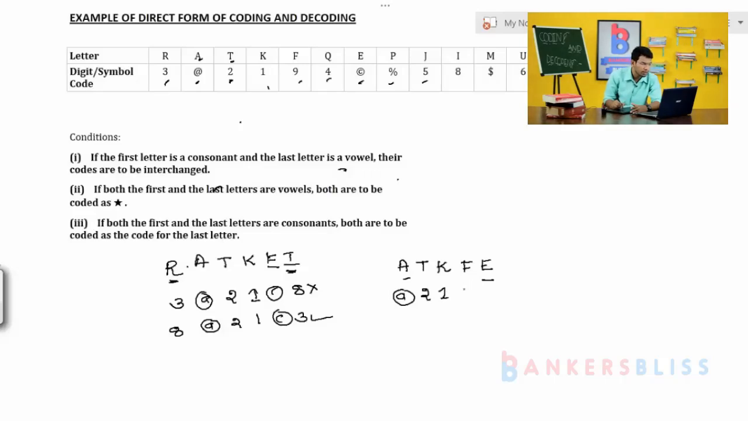What is the code for F? That is 9. And what is the code for E? Again, the code for E is copyright. But they are telling, guys, in a condition, if the first and the last letters are vowels, both are to be coded as star. If the first letter is a vowel and the last letter is also a vowel, what they are telling in the condition is both are to be coded as star. It is nothing but A is considered star and E is also considered star, and the remaining is constant.